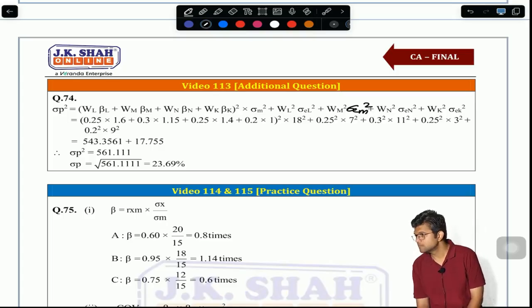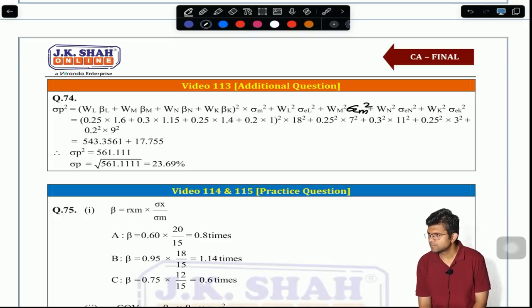All done? Understood na? Simple number, put number in the formula, game over. Understood na how I have taken numbers? All clear?